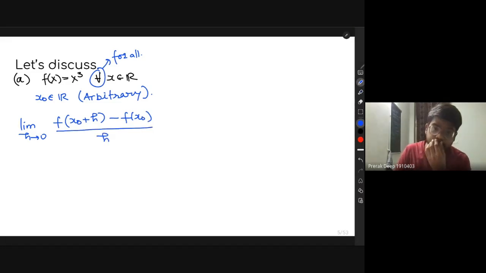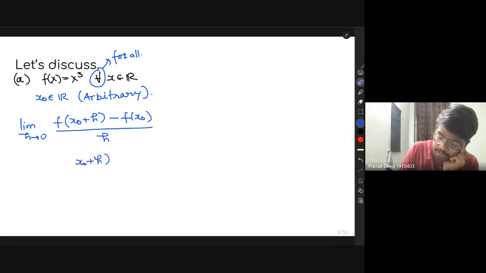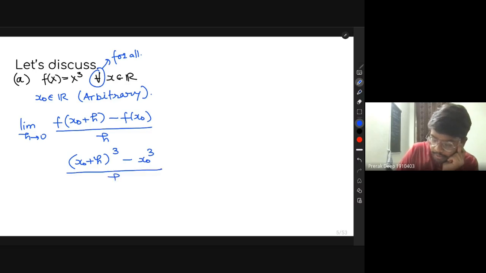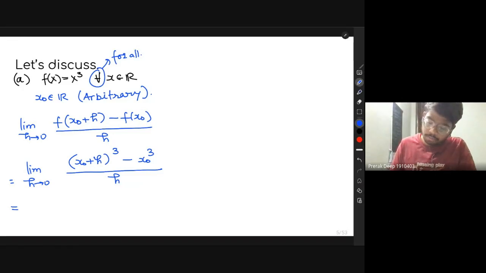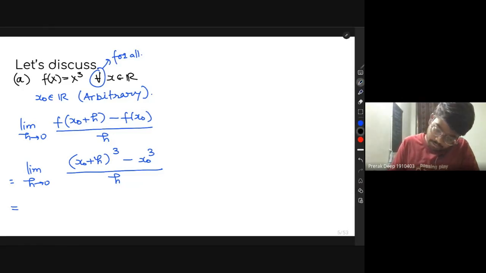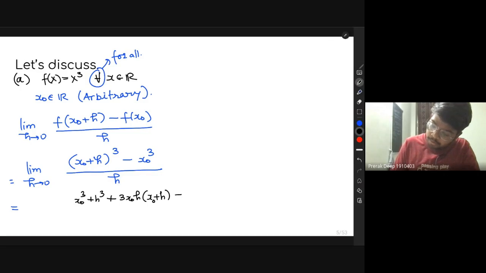Now, what is f of x naught plus h? It is x naught plus h whole cube, minus f of x naught, which is x naught cube, divided by h. We all know the formula for a plus b whole cube. Using that formula, what will we get? We will get x naught cube plus h cube plus 3 x naught h times x naught plus h, minus x naught cube, divided by h.